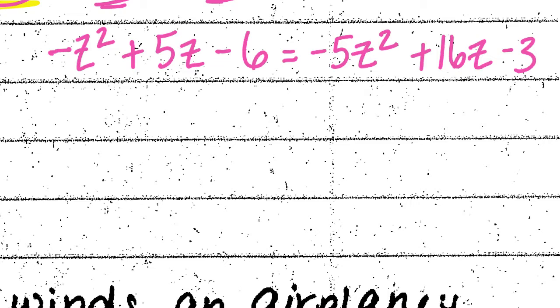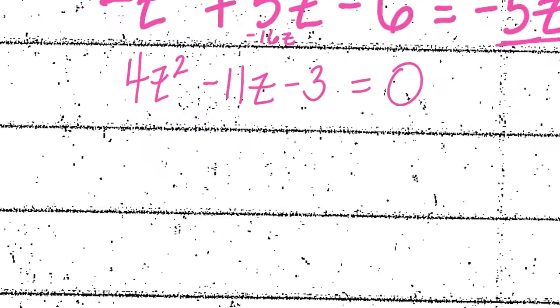So let's bring everything over to make it equal to 0. So I'm going to bring this guy over by adding it. So I have 4z squared, because negative z squared plus 5z squared is 4z squared. I'm going to subtract the 16z over. If you need to see it, write it out. So that's negative 11z. And I'm going to add the 3, and that's equal to 0.